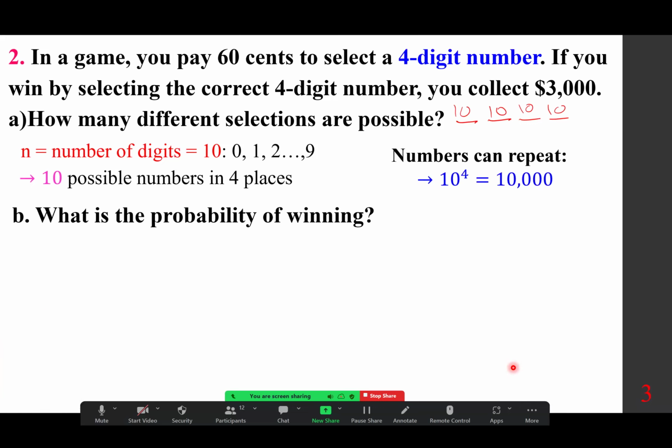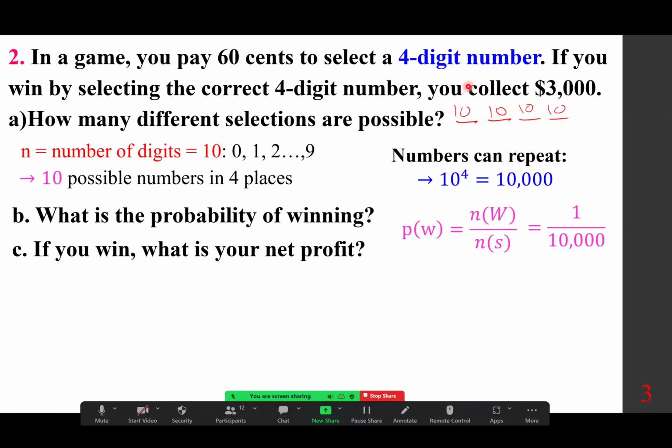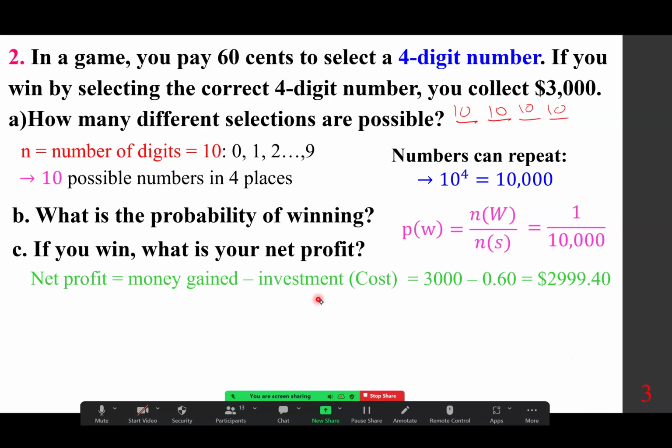What is the probability of winning? By definition, probability of winning is n of winning over n of S. There is only one way to win out of 10,000. 1 over 10,000. If you win, what is your net profit? Well, you collect $3,000. You've paid 60 cents, subtract it from that. So money gain minus investment or cost, and that gives us $2,999.40.